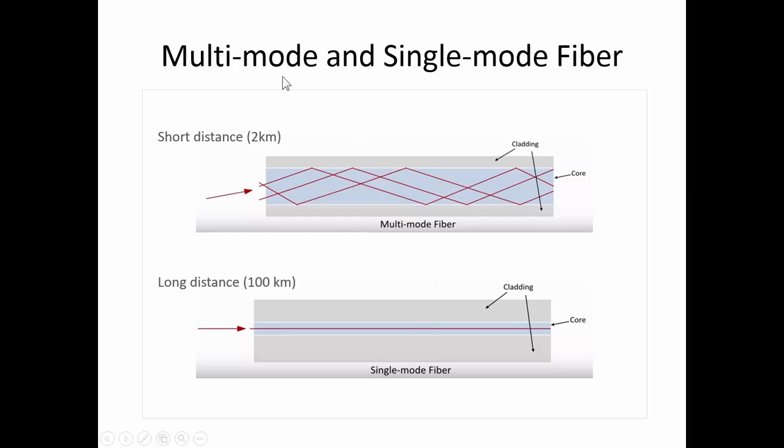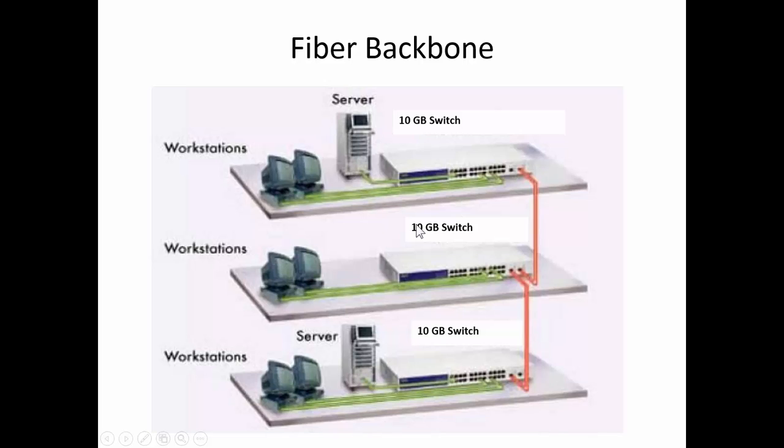Fiber optic comes in both multi-mode and single mode. For short distance, for example, to connect a switch to a switch, you would use the multi-mode. And when they say short distance, they're talking about 2 kilometers. And single mode fiber is used for longer distance, and we're talking about 100 kilometers for single mode fiber. We use multi-mode fiber here at CCBC because we just use it to connect the switches and the buildings together.